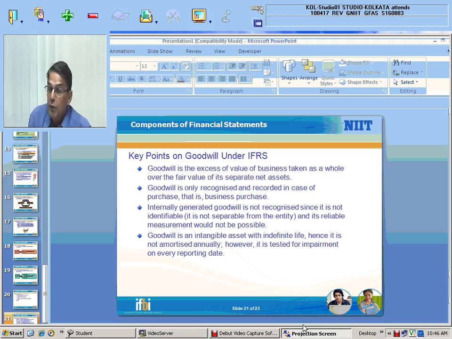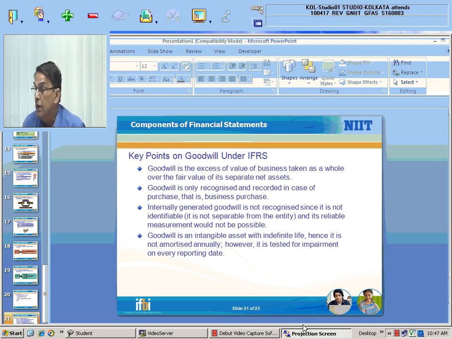So goodwill is the excess of value of the business taken as a whole over the fair value of its separate net assets. Whenever one business takes over another business and pays a certain amount for it, we have to look at the fair value of the net assets of the business being taken over. The amount paid to acquire the other business, minus the fair value of the net assets, is goodwill. It can also happen that the amount paid by company A for acquiring company B is less than the fair value of the net assets. It can also happen sometime. Then it's a negative goodwill.